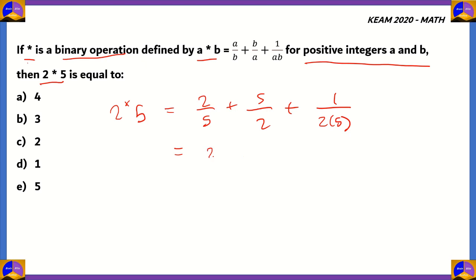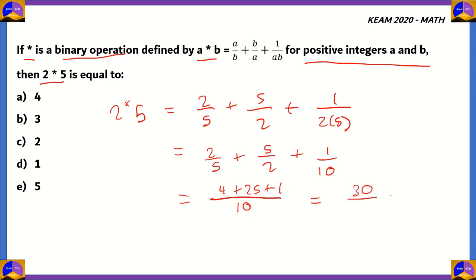So now we will get 2 by 5 plus 5 by 2 plus 1 by 10 as the sum of the fractions here. So since 10 is the LCM here, let's take 10 as the LCM. So 5 times 2 is 10, so 2 times 2 is 4. 2 times 5 is 10, so 5 times 5 is 25, and plus 1. So 4 plus 1 is 5, 5 plus 25 is 30. 30 divided by 10 is the value of 2 star 5. So the value of 2 star 5 is equal to 3.